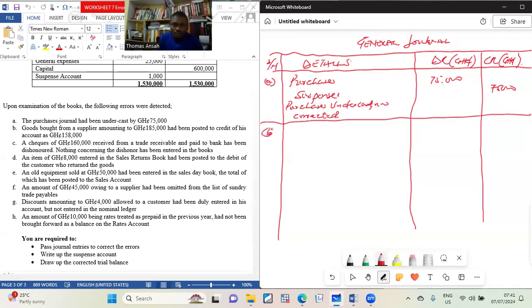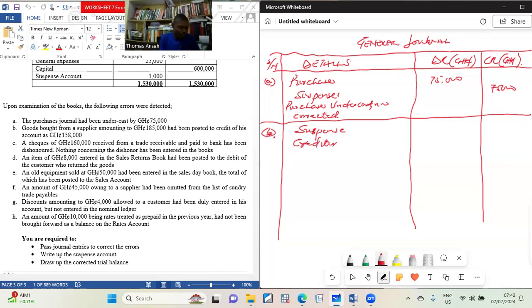B. Goods bought from a supplier amounting to 185,000 has been posted to the credit side of his account as 158,000. So you see, if you bought goods, you bought it on credit, so you have to credit that person. When they were crediting that person, what did they do? They undercredited it. So it means we need to correct it by adding the difference. So here, the debit will now be the suspense. The credit is what? The creditor. So creditor.